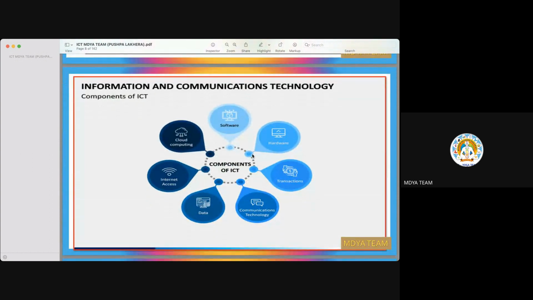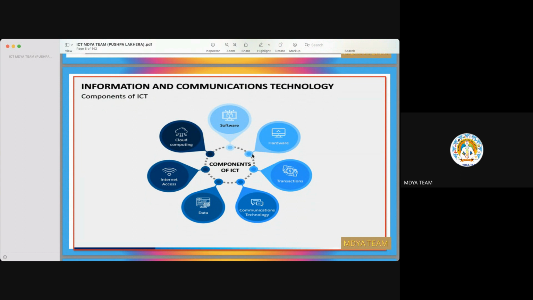And there are some components which ICT uses. What are those? Software, hardware. Hardware means if it's a mobile, then mobile is hardware. If you are using computers, laptops, then that is hardware. Or any other equipment in industries or in business or in the engineering field. They are using different types of hardware.